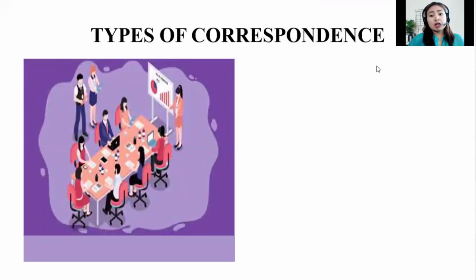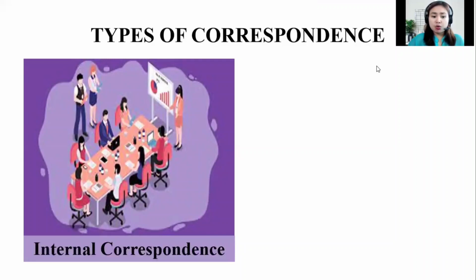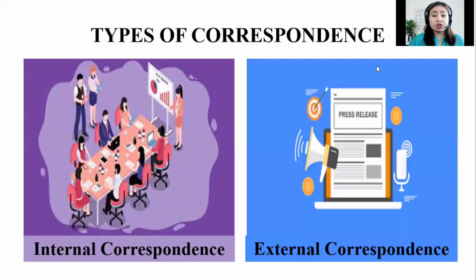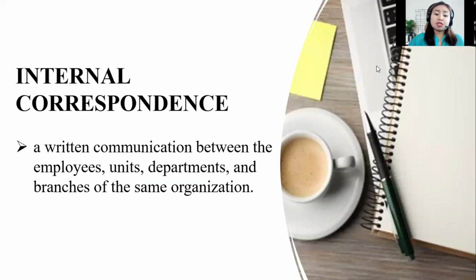So there are actually a lot. There are a lot of types of correspondence, but for this lesson, I'll be only focusing on two. The first one is the internal correspondence, and the second one is the external correspondence. So from the name itself, it would already give you a clue that internal correspondence is a type of correspondence that is written between the employees, units, departments, and branches of the same organization, meaning it's a correspondence within the organization or within the company.